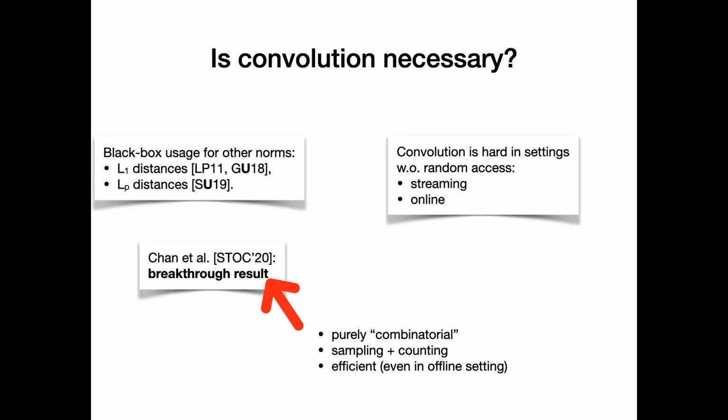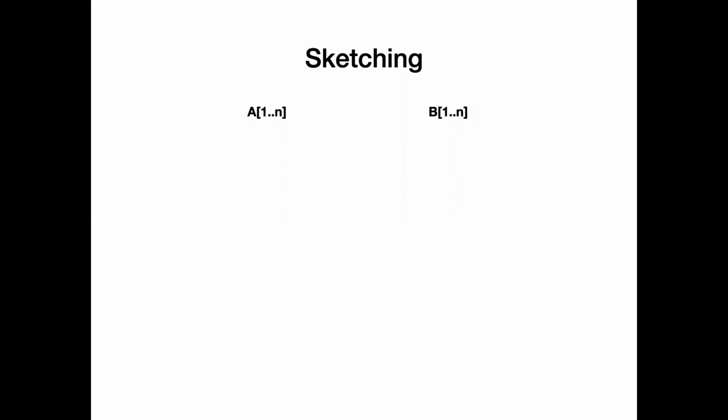It shows that if you don't use convolution, you can achieve something better. But you cannot just do sampling and counting if you want to go into different norms. Just for Hamming, it's okay, but for different norms, your answer will be large, so you cannot just count by one to your answer. So I wanted to apply a different framework.